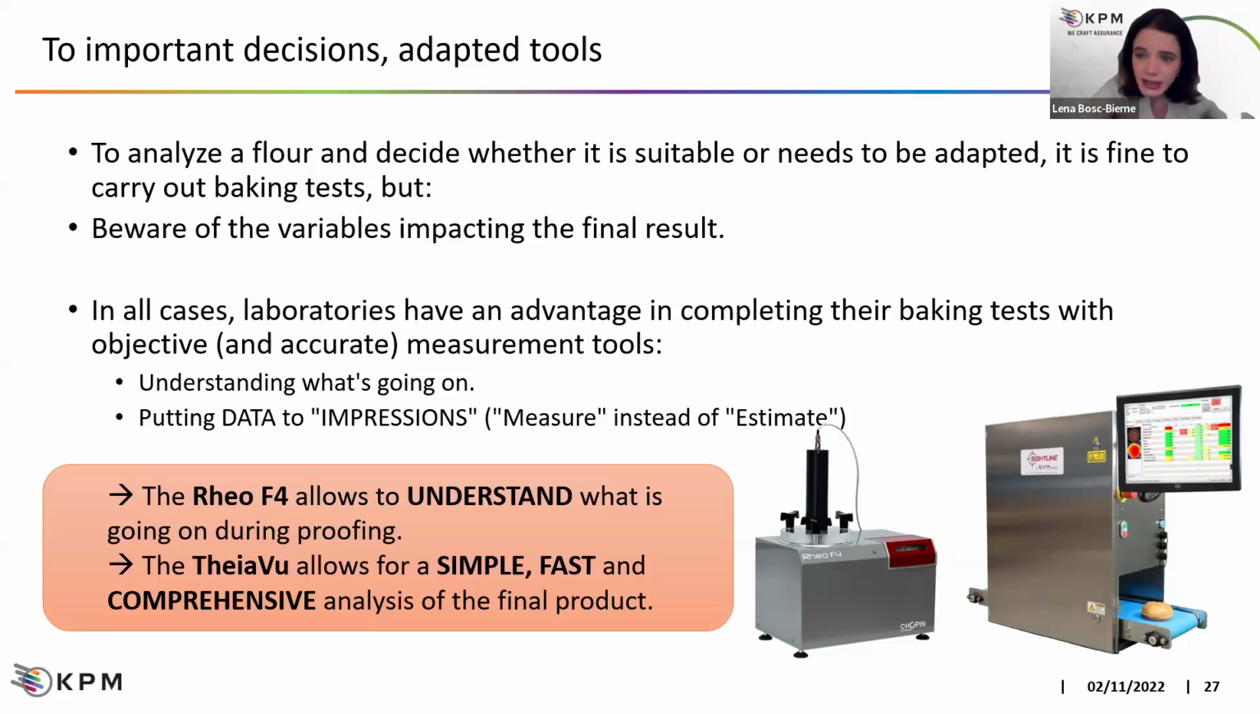When it comes to baking tests, there are two steps that are very critical and maybe not so controlled, in particular the proofing. And here the RheoF4 is really a great instrument, a unique instrument for what it can do. It allows us to understand what is going on during proofing. And then to assess the final product characteristics, we have vision instruments such as the TheiaVu, to allow very simple, fast, comprehensive, and accurate analysis of the final product.